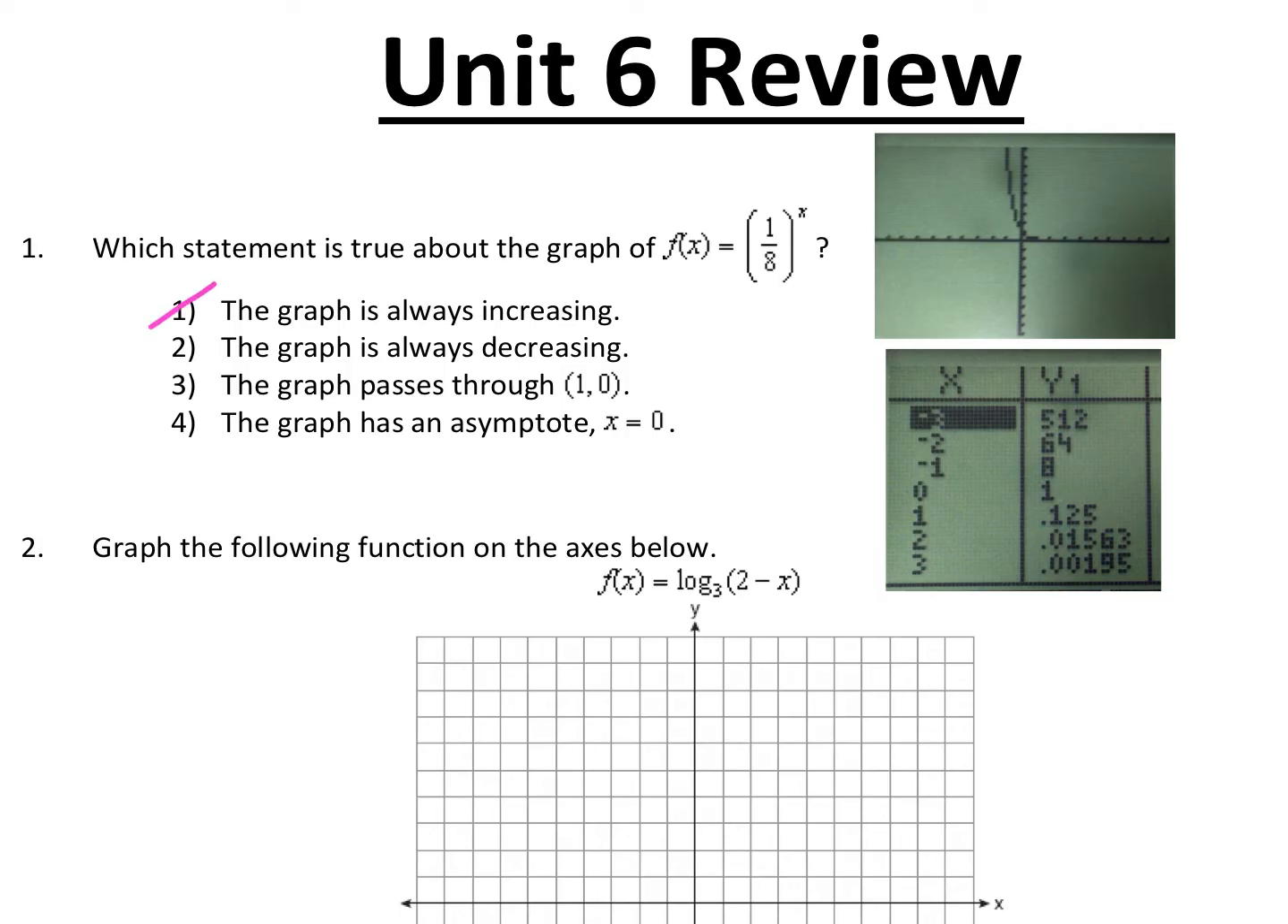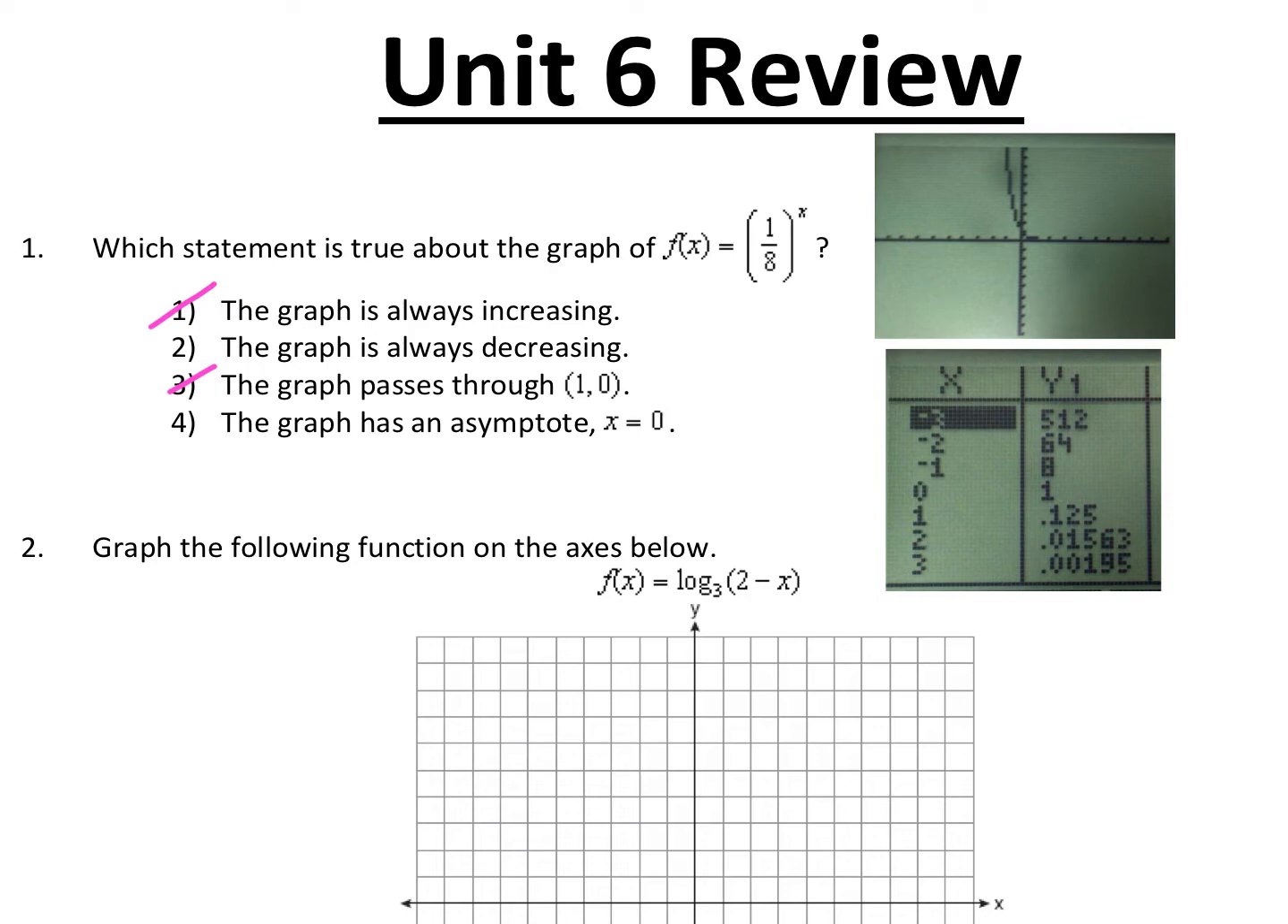All right, choice 3. The graph passes through the point (1, 0). Well, when x is 1, y is 0.125, not 0, so it does not pass through the point (1, 0). It looks like they were trying to trick you. Look, it goes through (0, 1), not (1, 0). So choice 3 is out.